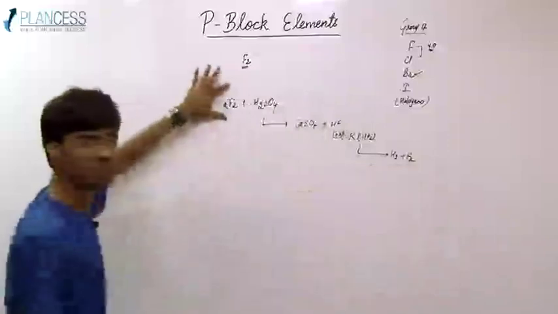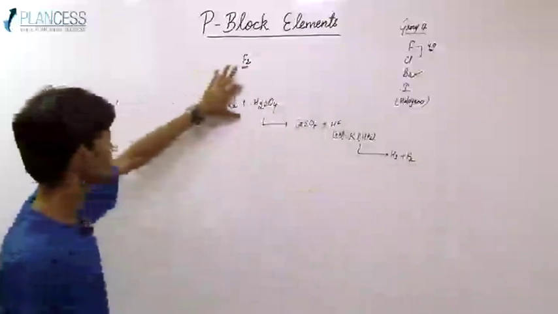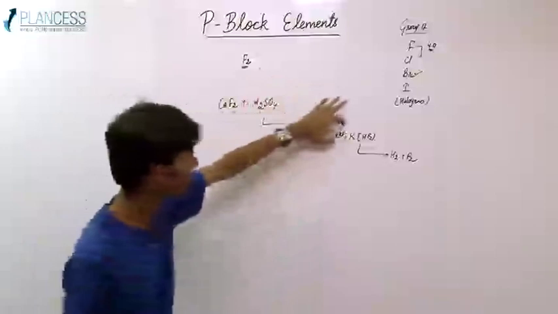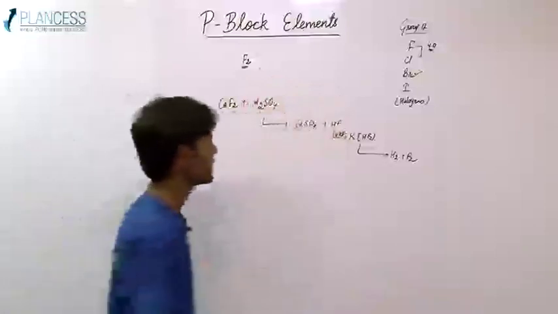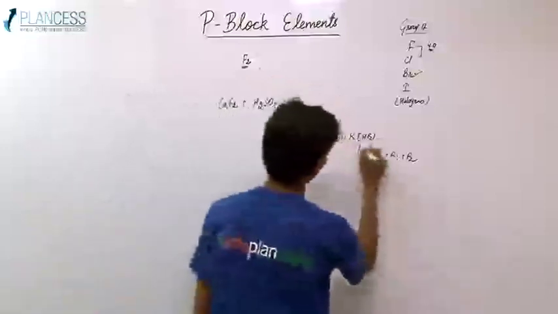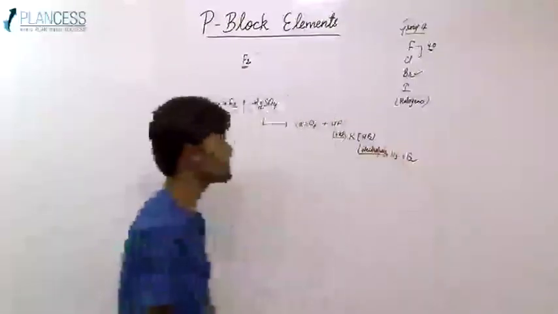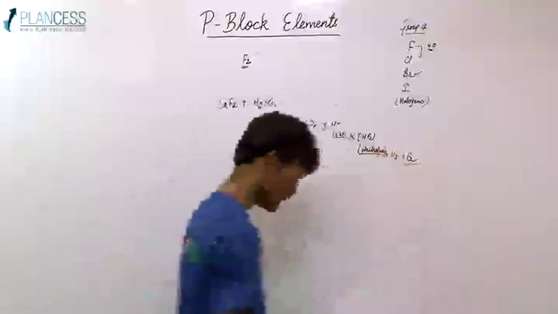First, CaF2 is also known as fluorspar. Fluorspar is acidified with H2SO4, which forms HF. When potassium fluoride is added to HF, it forms KHF2, which on electrolysis forms H2 plus F2. This is how F2 is prepared.